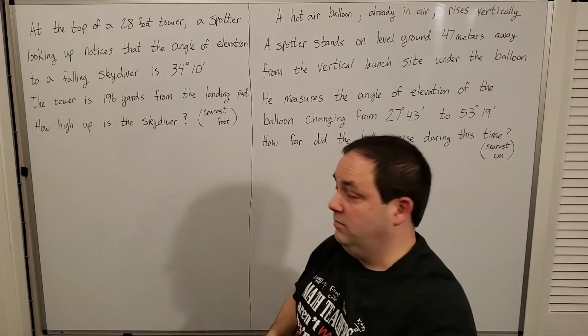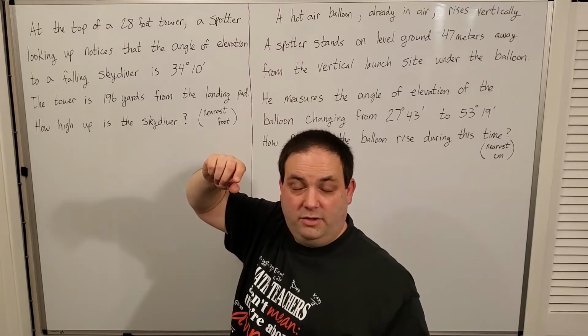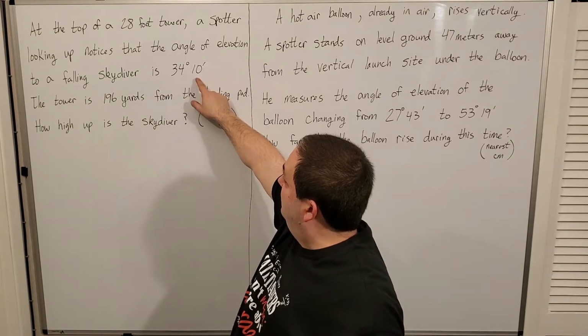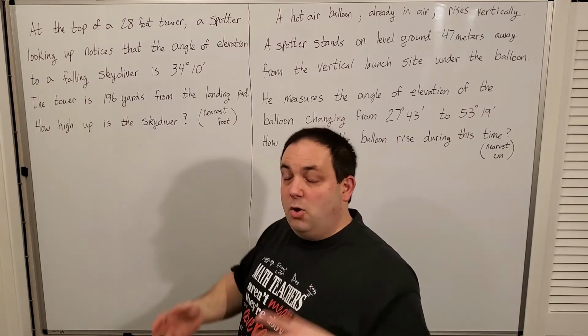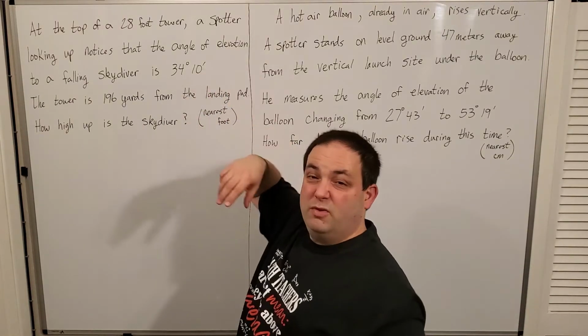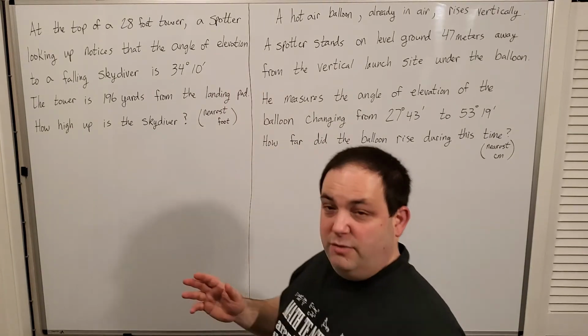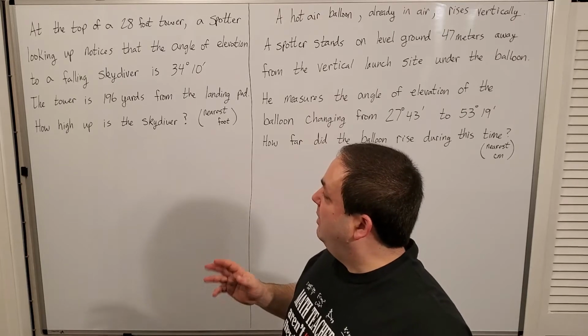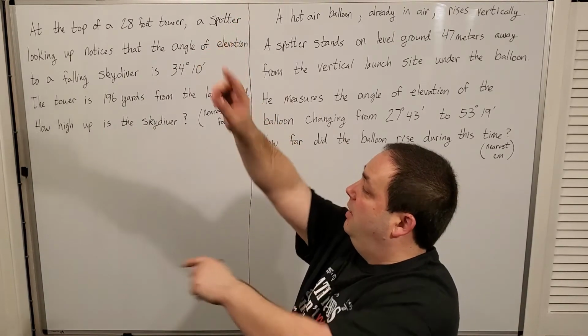Okay? Now, don't forget the 10 minutes part. That's part of a degree. You see the little tick mark there is 10 minutes. We can put that in our calculator, or we can convert it by putting 10 over 60 if you want. Whatever way makes it easier for you to punch it up. But anyway, 34 degrees, 10 minutes, angle up towards the guy.